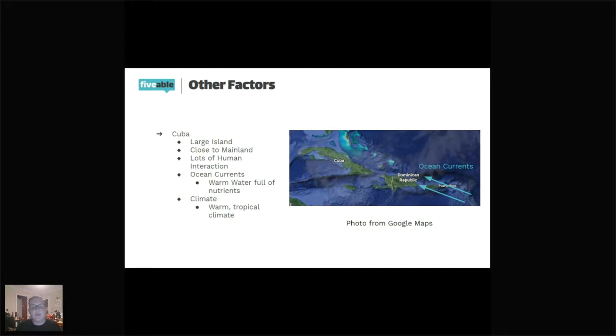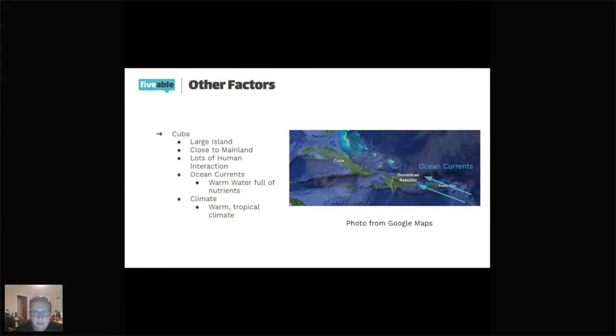But another thing you might want to think about is the distance between these two islands. It could be totally possible for animals in Cuba to migrate to the Dominican Republic. Of course, large animals aren't going to make it across, but it makes it more likely for them to migrate or emigrate from there. So those are some other factors that play a big role in island biogeography.